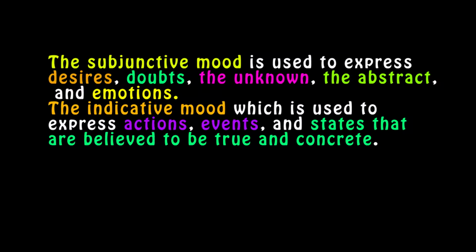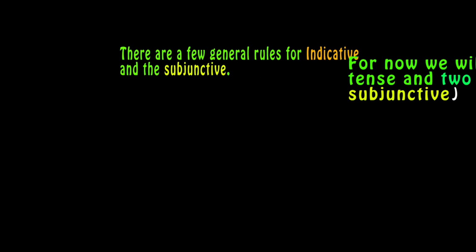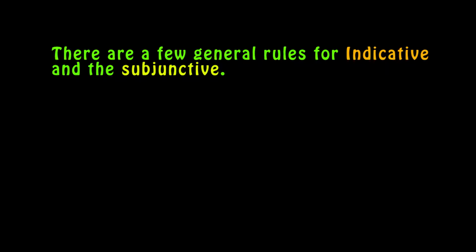The subjunctive mood is used to express desires, doubts, the unknown, the abstract, and emotions, which is the opposite of the indicative mood, which is used to express actions, events, and states that are believed to be true and concrete. For now, we will concentrate on the present tense and two moods, the indicative and subjunctive. There are a few general rules for the indicative and the subjunctive.